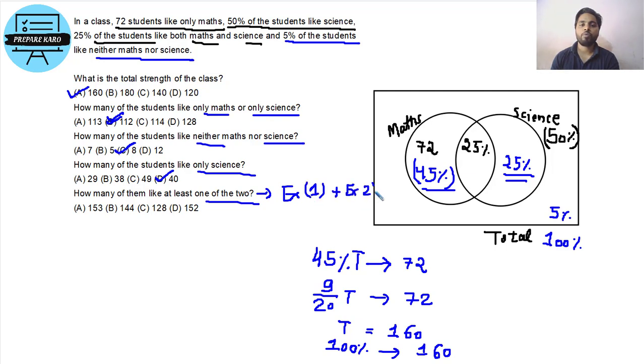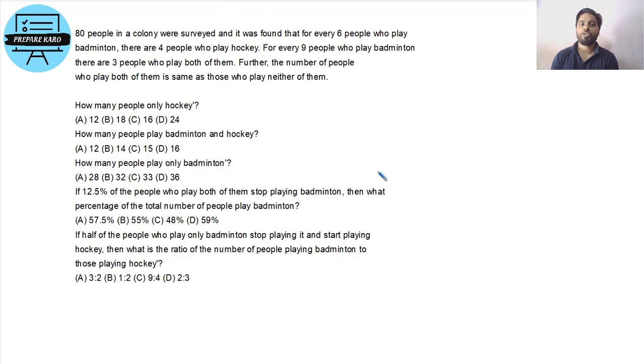So can you look at it in other way? That is total minus none. Total is 100%, 160, and none is 5%, 8. 160 minus 8 is 152. Option D. I hope this question is clear to everyone. Now we will jump to the next question.